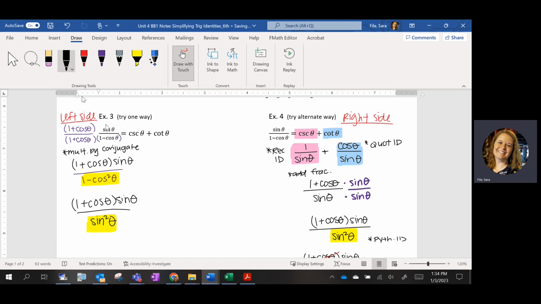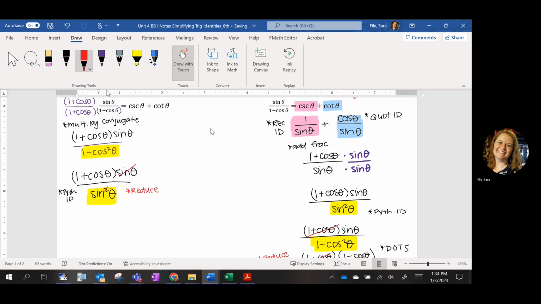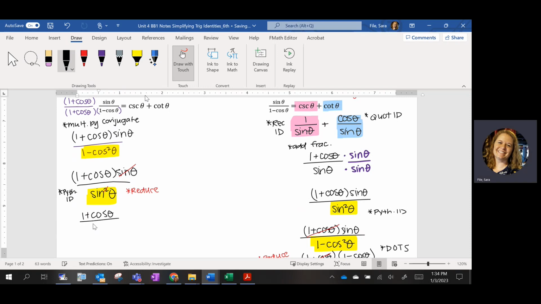Okay, but what can I do now? Yeah, so I'm going to write that I used the Pythagorean ID here. Now I'm going to reduce. The sine factor in the numerator and one of the sines in the denominator can reduce. So I'm going to be left with 1 plus cosine over sine.